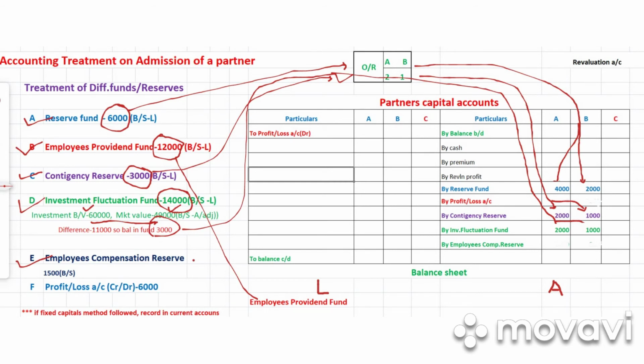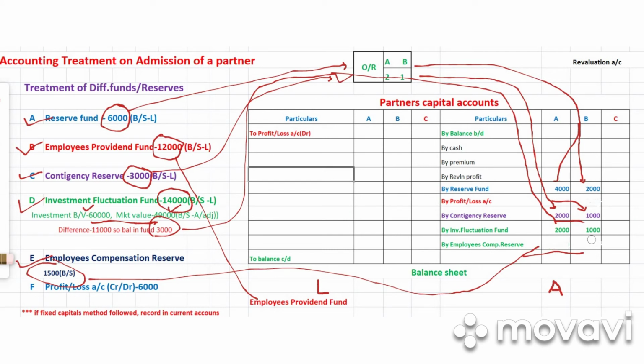Okay, so if no employees' compensation is coming up in the previous year, or as of the balance sheet preparation date, if there is no employees' compensation claim given in the adjustment, then this full amount of 1500 can be given to the old partners in the old ratio. You can see the employees' compensation reserve given here. Like if it is 1500 and there is no related adjustment given in the question, it will go to A and B in the old ratio.